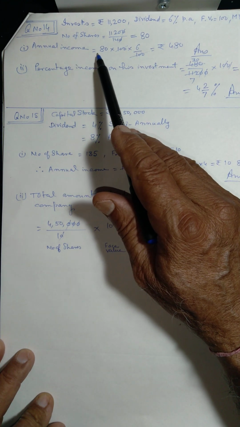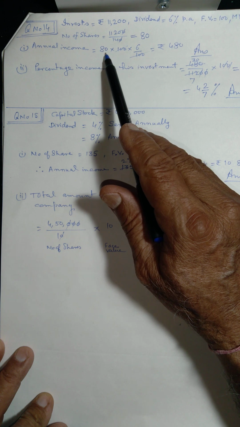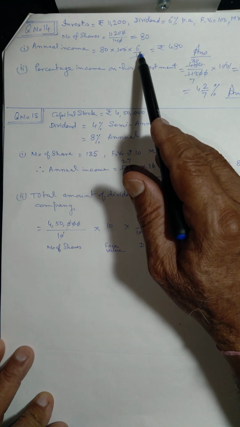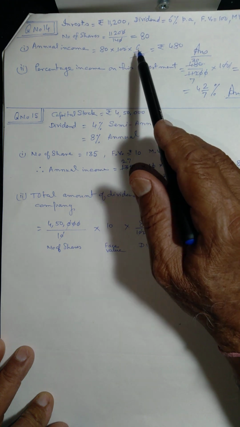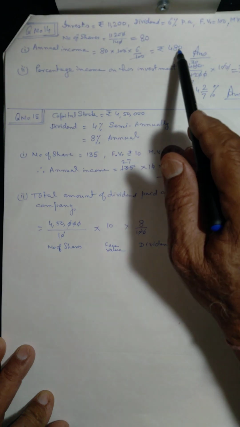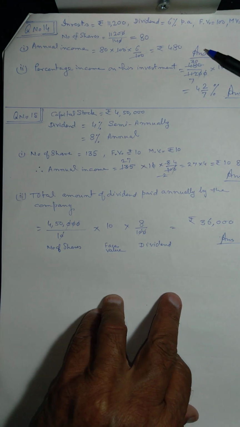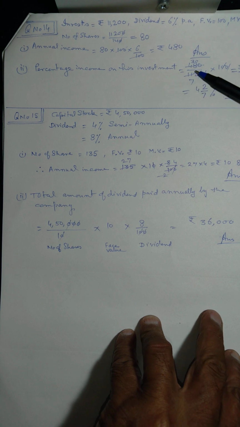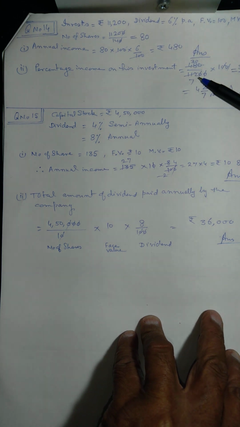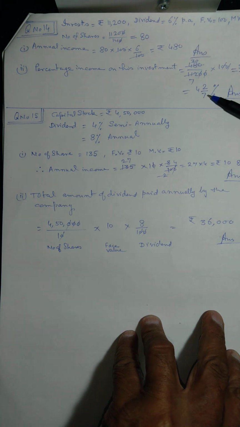The annual income, that is number of shares into face value into dividend percentage, that is 80 into 100 into 6 by 100. This will be equal to 480. Percentage income on his investment will be equal to 480 upon 11,200 into 100. It will be 30 by 7. Further you solve it, you will get 4 and 2 by 7 percentage.